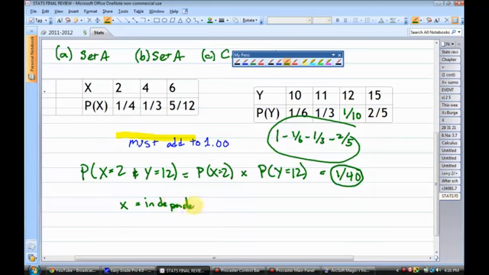If it didn't say they're independent, then just add. If it's not disjoint, you add. If they're not independent, then you use, what is that? Probability of A times the probability of B given A. That's not independent.